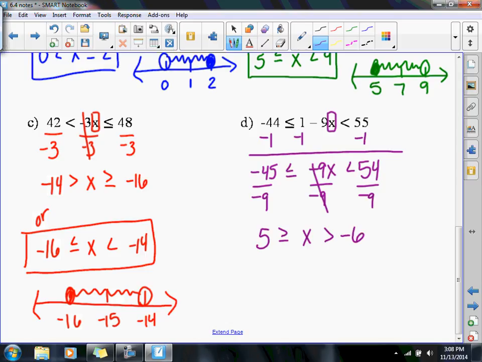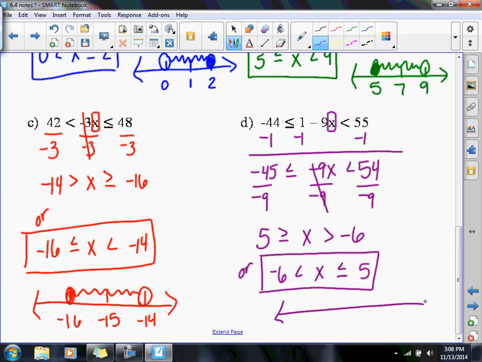Now again, you can leave your answer like that or rewrite it. So you have negative 6, and then the 5, and the x is in the middle, and then the sign between the x and the 6 was greater than, so we're going to put less than. The sign that was between the x and the 5 was the greater than or equal to, so we'll have less than or equal to. Now this is the preferred way to write it because it's in order. We've got our smaller number on the left and our bigger number on the right.